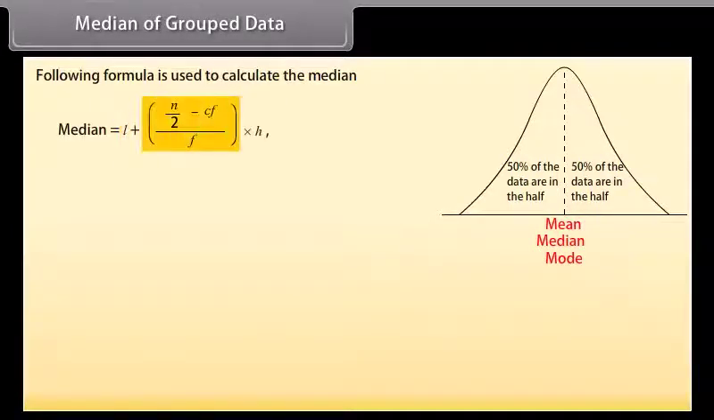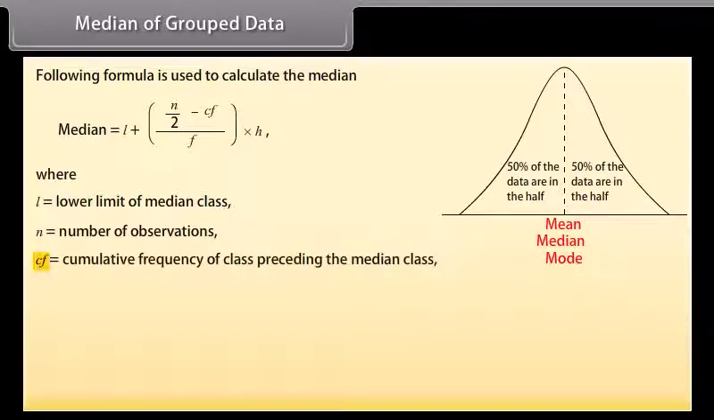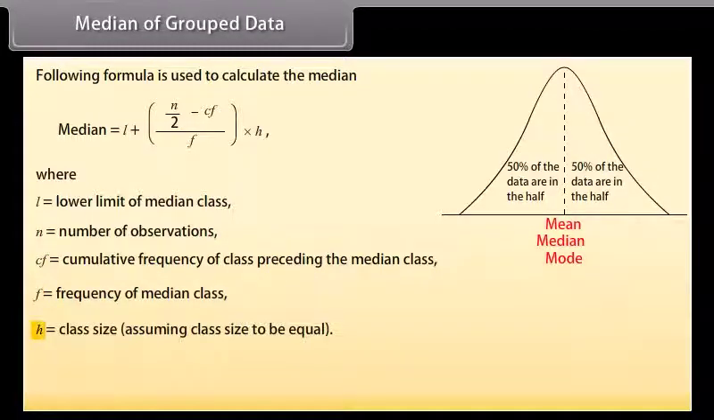Median equals L plus, n by 2 minus CF, divided by F, multiplied by H, where L is equal to lower limit of median class, n equals number of observations, CF equals cumulative frequency of class preceding the median class, F equals frequency of median class, H equals class size, assuming class size to be equal.